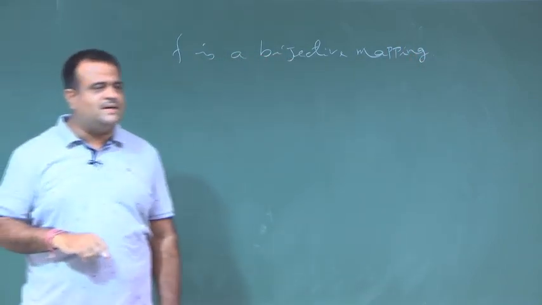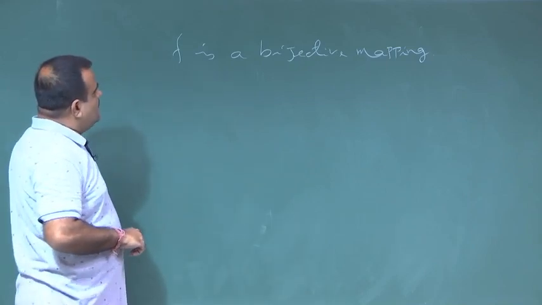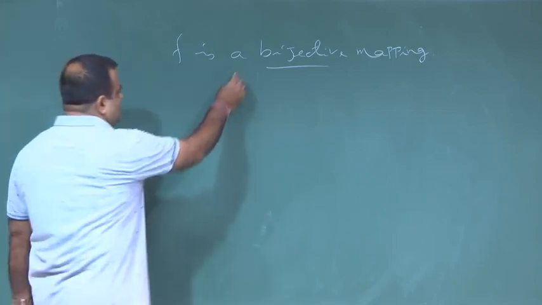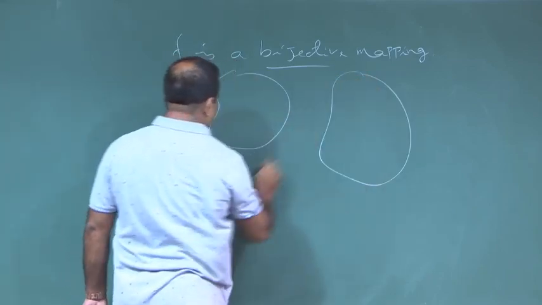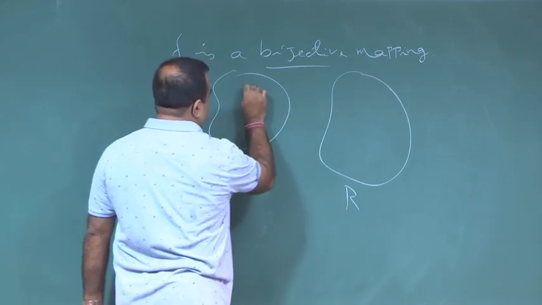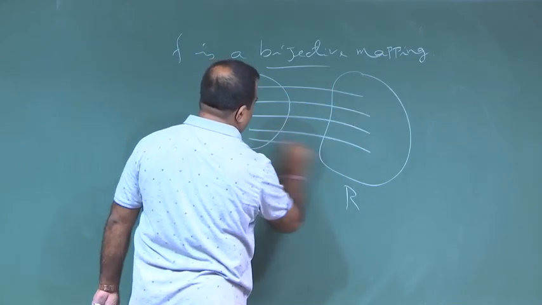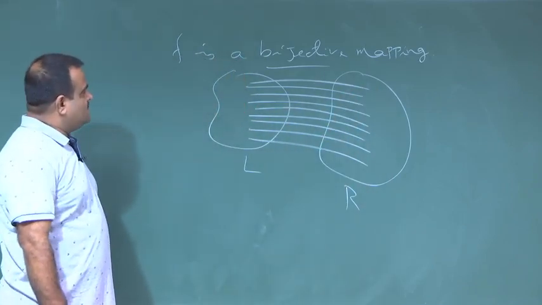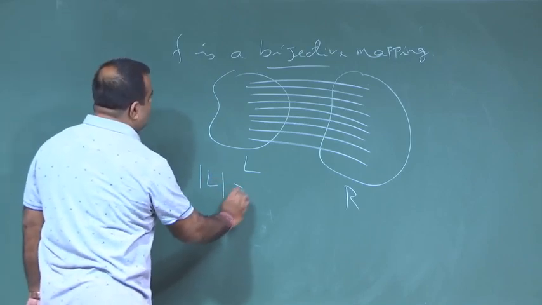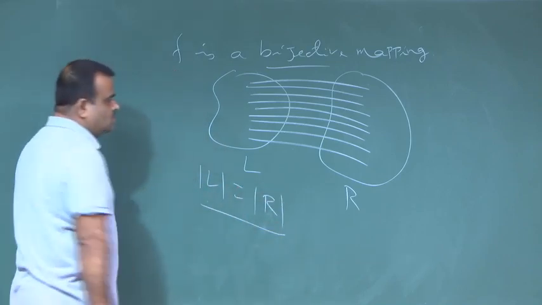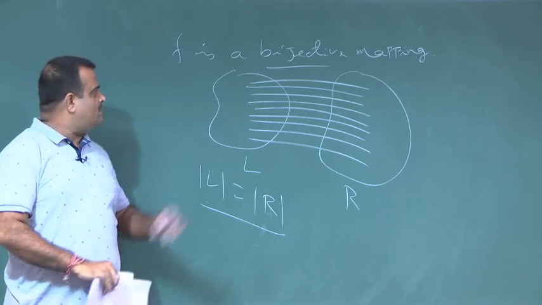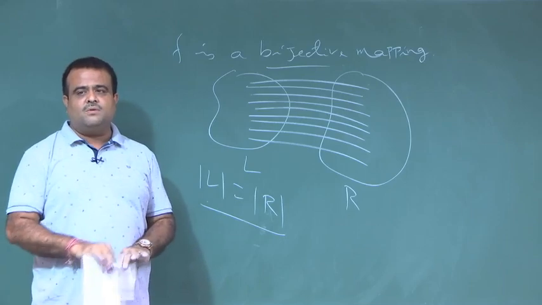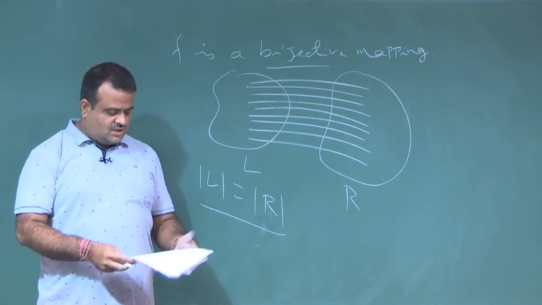Okay. Since F is bijective, their cardinality is the same. If we have a bijective mapping from one set to another set, this is the L set, this is the R set, it is covering all the elements. So, their cardinality is the same basically. So, the cardinality of L and the cardinality of R are the same. So, there are the same number of left cosets and right cosets for G.